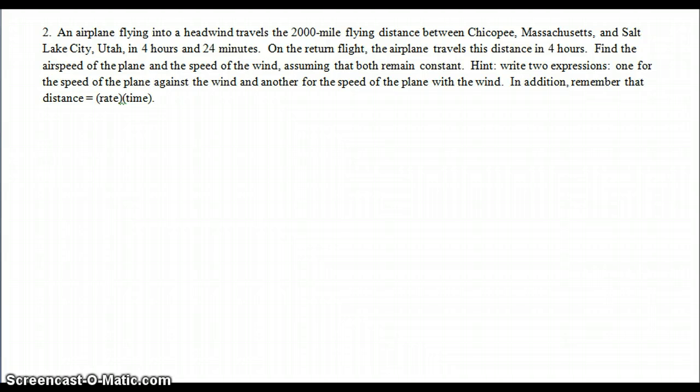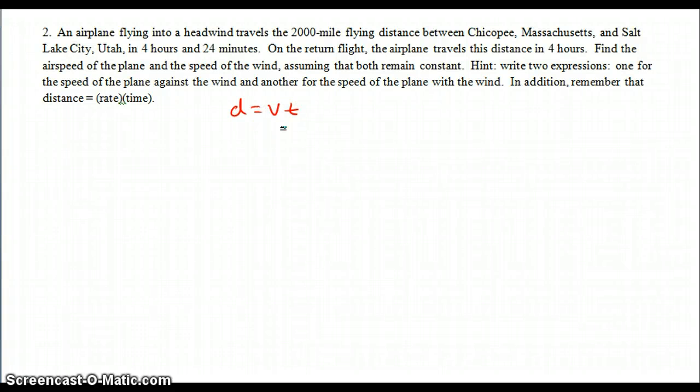Okay, so here, first it says hint, write two expressions for the speed of the plane against the wind and the speed of the plane with the wind. In addition, remember that distance equals rate times time. So the first thing I'm going to do is write d is equal to v times t, because v is really the rate here. V is our velocity.